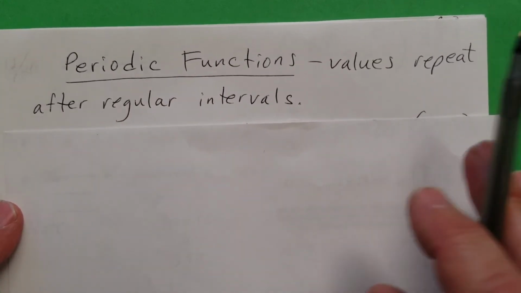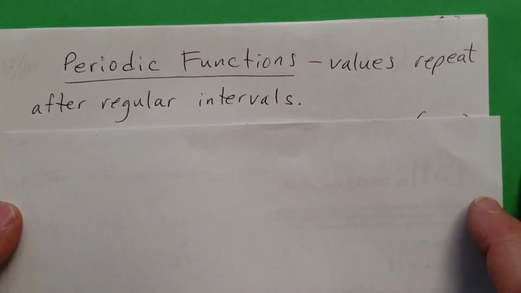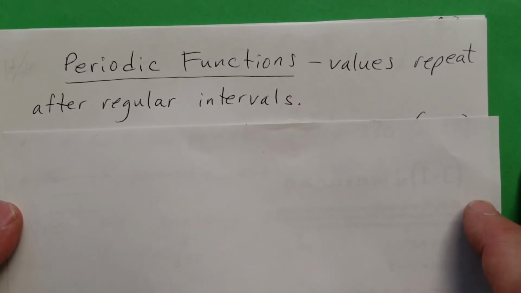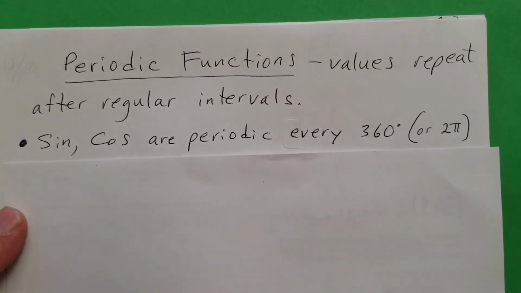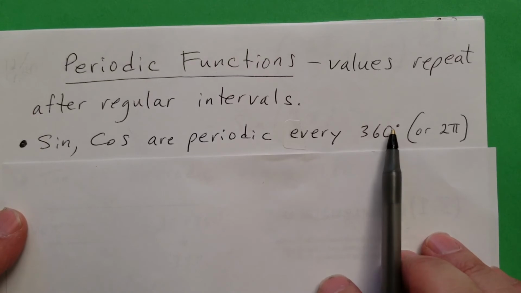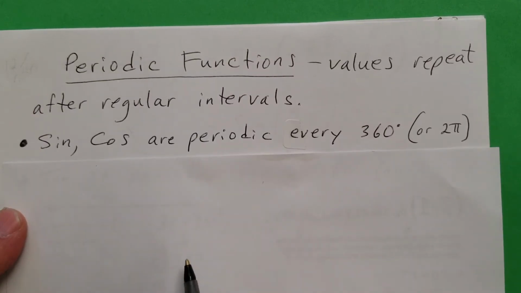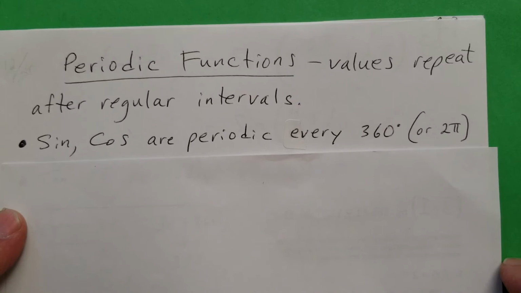So, periodic functions: values repeat after regular intervals, right? If we're going in a circle, you can imagine we're going to repeat the same values. So sine and cosine are periodic every 360. Every 360 would be the same values.